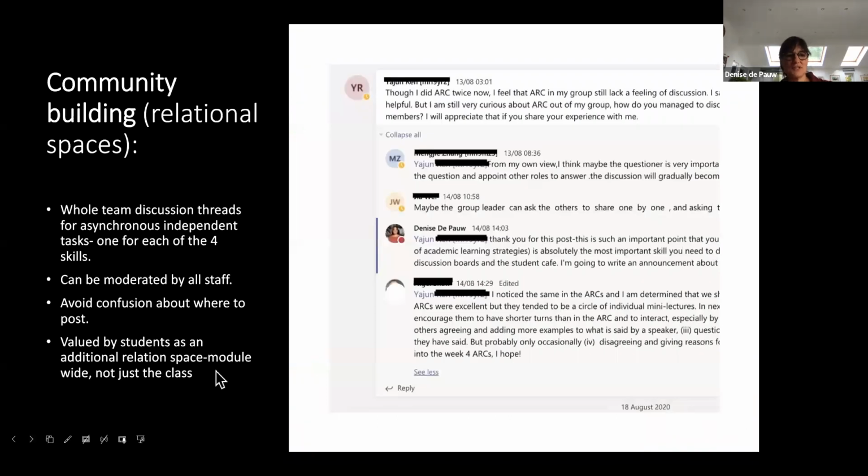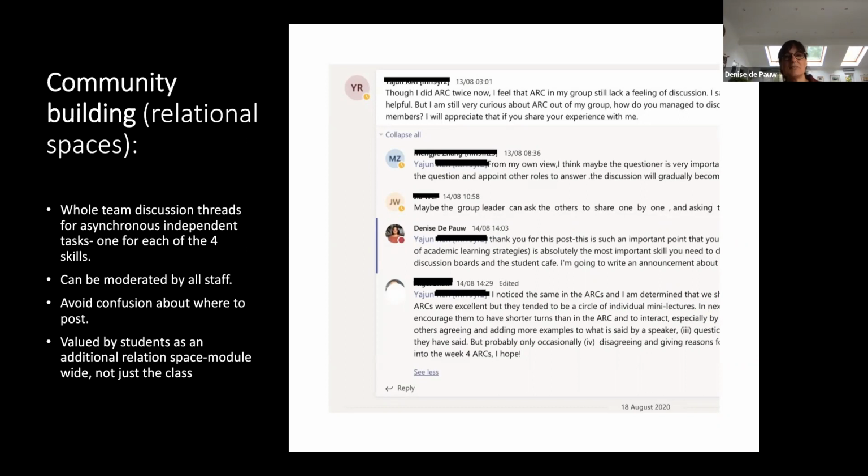Something that was a bit more successful, I think, in community building was that we, on our course, started some whole team discussion channels, actually, for asynchronous independent tasks. And we had one for speaking, one for reading, one for listening, one for writing. It could be moderated by all the staff. It got rid of some of that confusion amongst students about where they should be posting responses to their tasks. And it was a great space for asynchronous discussion. It was really valued by the students as an additional relational space as well, because it was across the whole module, not just within their classes.